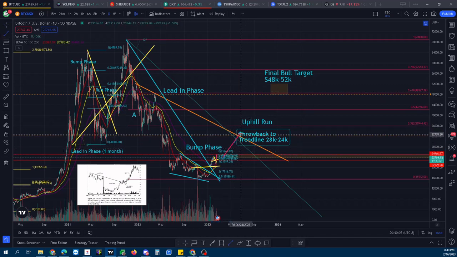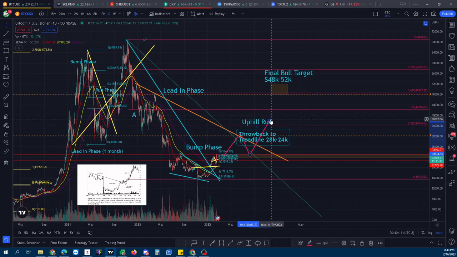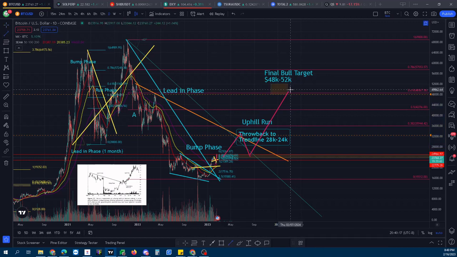I'll draw it out for you. Here. It's not going to go straight up. We go here to there, 48K. Here to there, 32K. Big shakeout. Here.